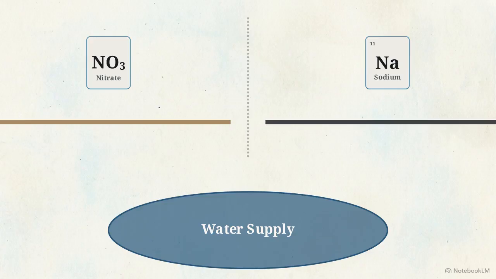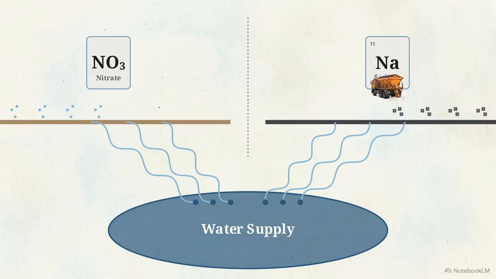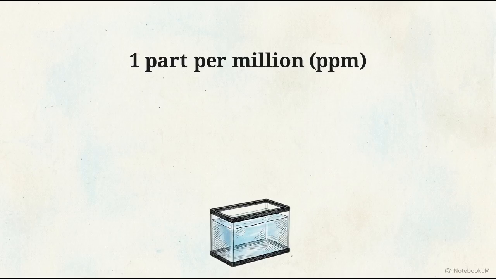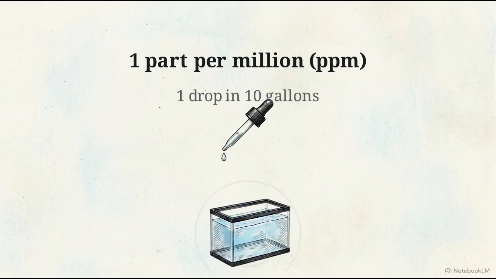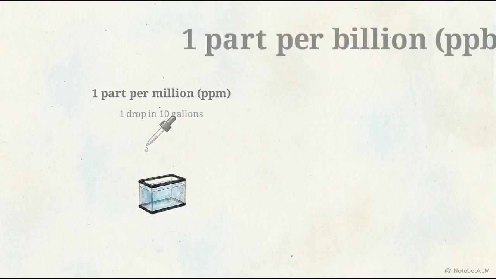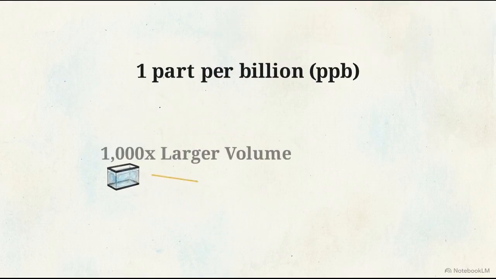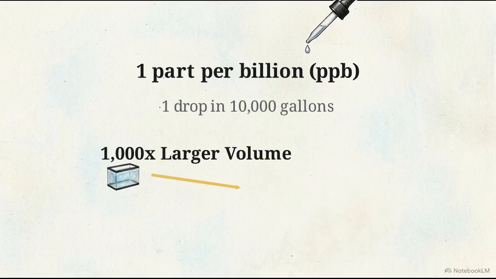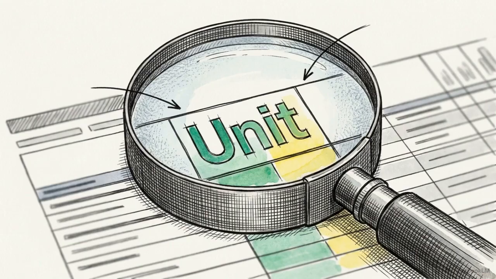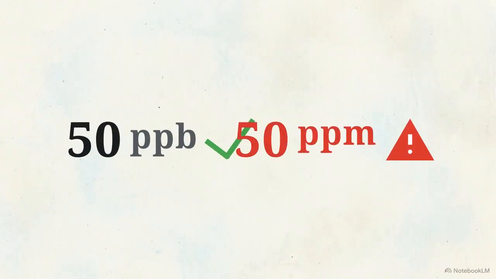These substances typically enter the water supply through surface runoff from road de-icing salt and agricultural fertilizers. These are measured in ppm, or parts per million. To visualize this scale, imagine a 10-gallon fish tank. 1 part per million is the equivalent of adding a single drop from an eyedropper into that entire tank. Other contaminants are measured in ppb, or parts per billion. That scale is 1,000 times smaller, the equivalent of 1 drop in a 10,000-gallon swimming pool. This is why checking the units is vital. A detection of 50 might be safe in parts per billion, but hazardous in parts per million.